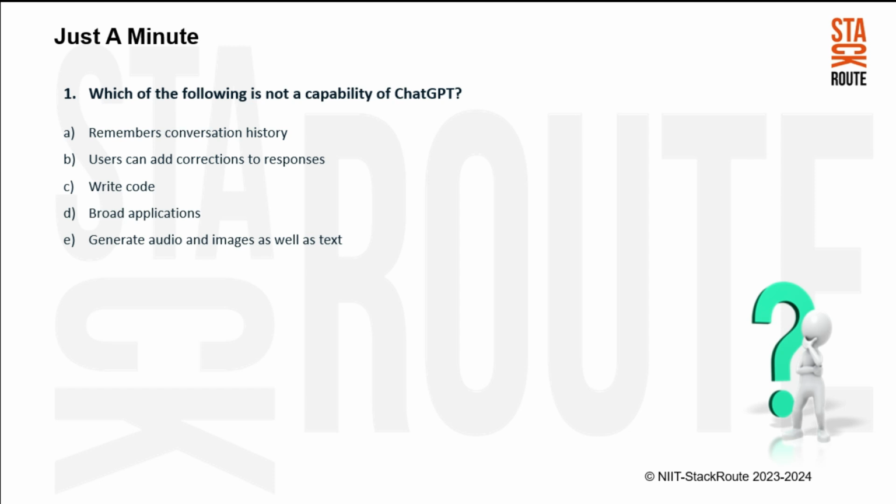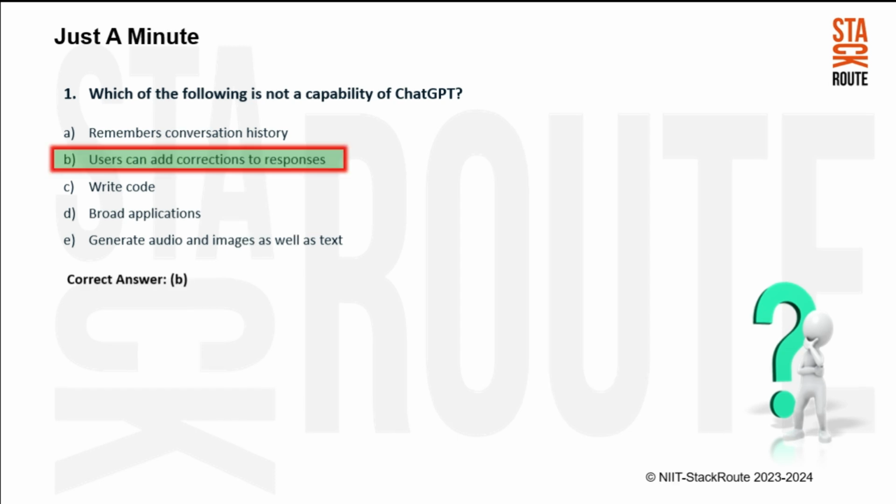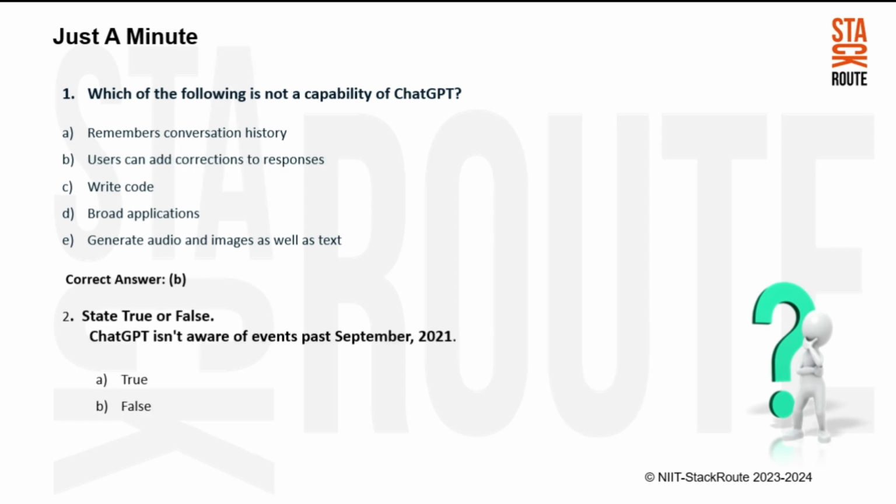And the correct answer is option B. Users can add corrections to responses. And the second question is, state true or false. ChatGPT is not aware of events past September 2021. And the correct answer is option A, true.